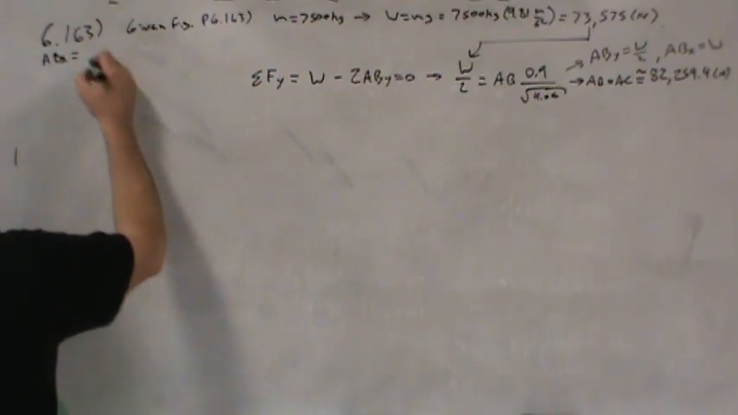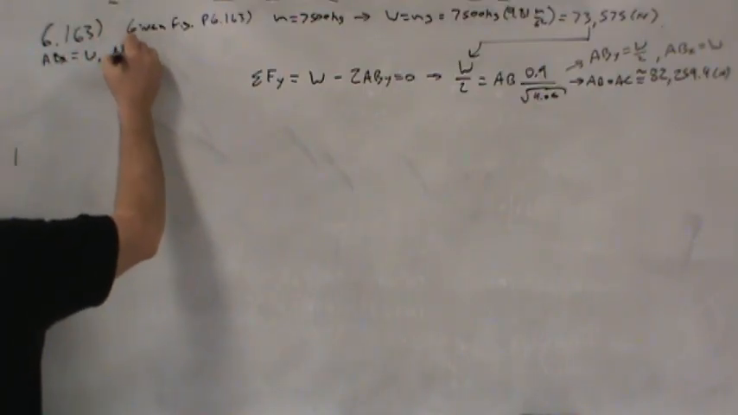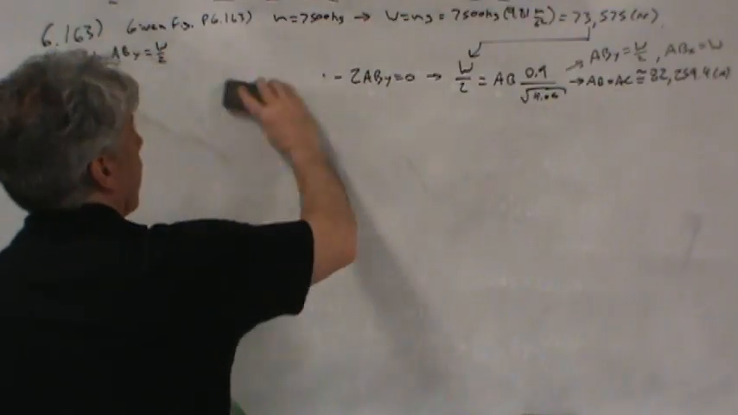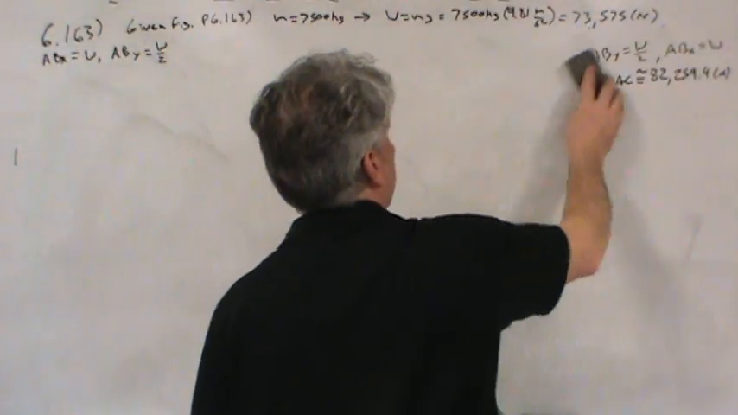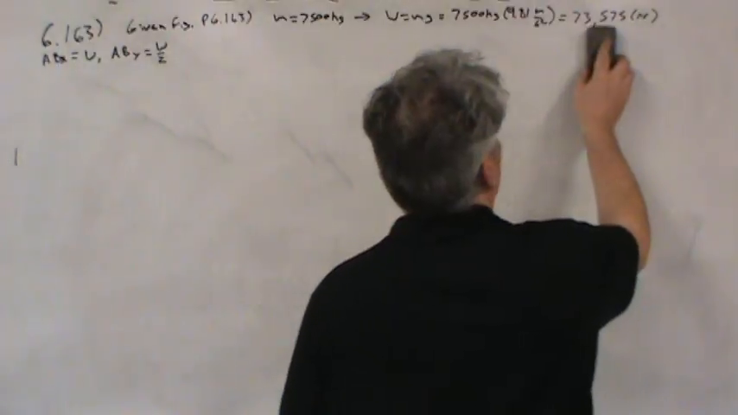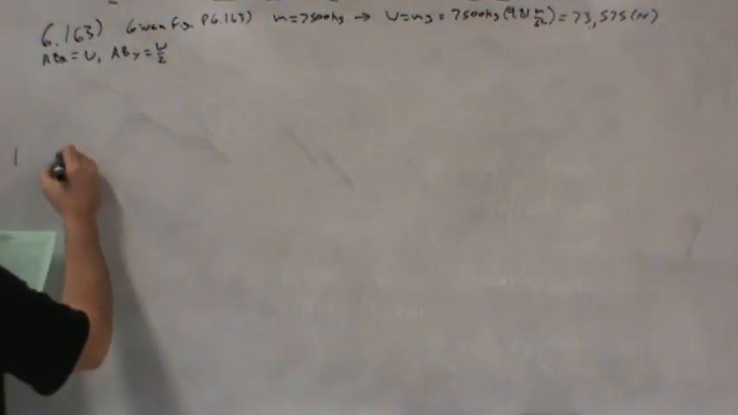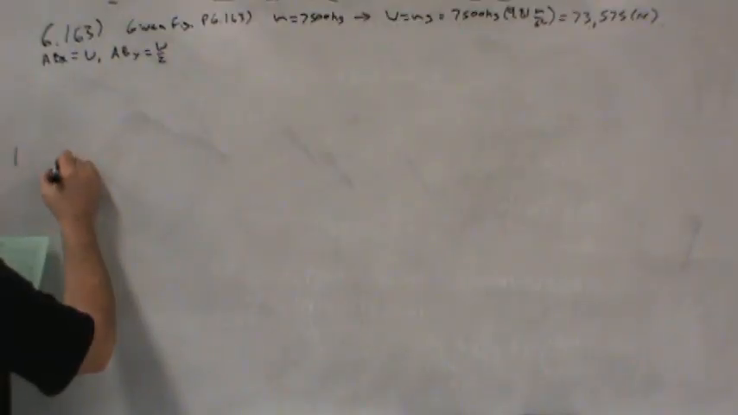ABX is W and ABY is W over 2. That's really the value of the free body diagram that I drew from the beginning. Now, we want to know all of the forces acting on a particular member. Let me draw that member. My drawing won't be very good, but hopefully you'll get the idea.